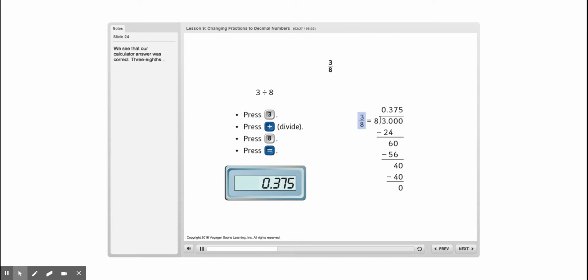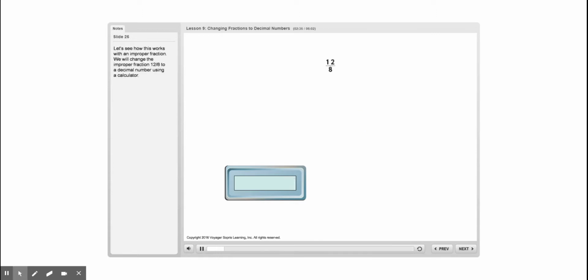We see that our calculator answer was correct. 3/8 equals 375 thousandths. Let's see how this works with an improper fraction. We will change the improper fraction 12/8 to a decimal number using a calculator.